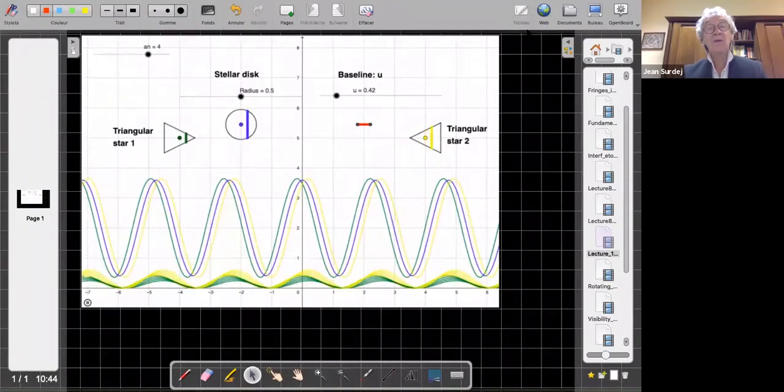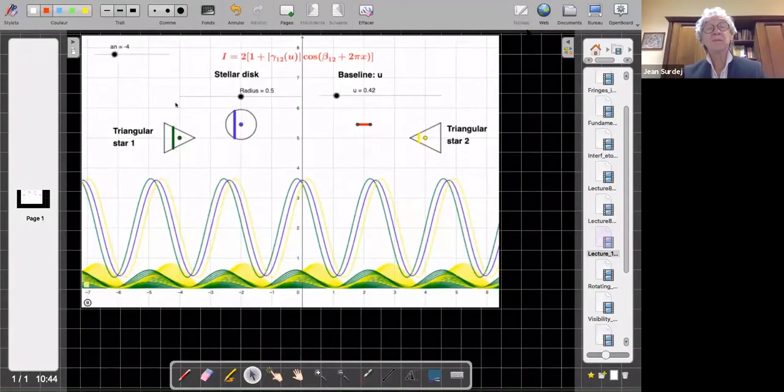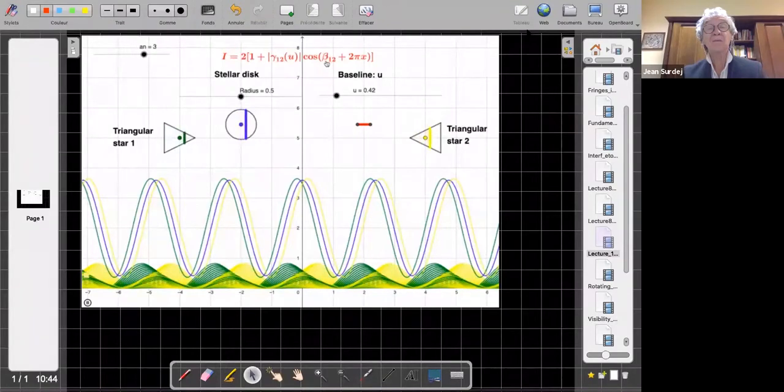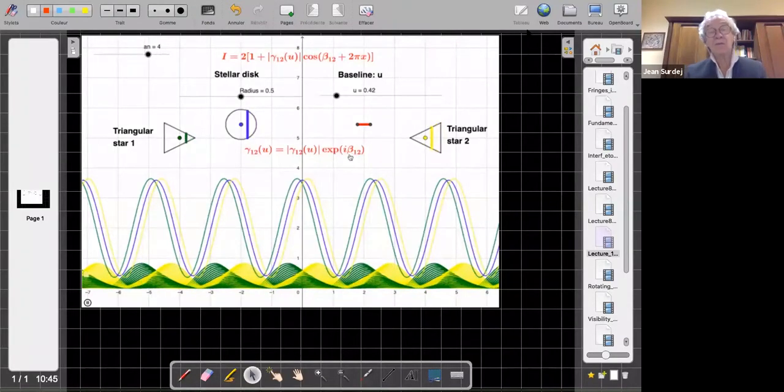As seen during the previous lectures, the intensity of the resulting fringe patterns is given by the following expression, where we see the module of the complex degree of mutual coherence, which is the visibility of the fringes. And here we see appearing the intrinsic source phase angle beta 1-2 that can be measured from the precise positioning of the fringes in the focal plane of the interferometer. I also remind you that the complex degree of mutual coherence is just a product of its module by this complex exponential function, where we see the appearance of the intrinsic source phase angle.